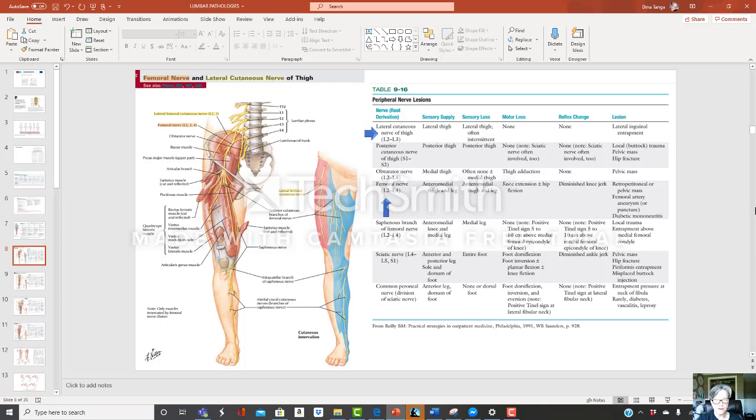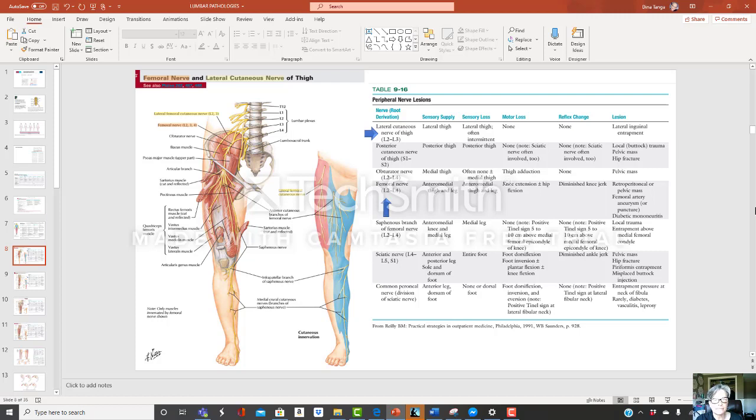Okay, so I went to my Netters and pulled out some pictures. I am a visual learner. I know a lot of people are. So, peripheral nerve lesions, table 916.